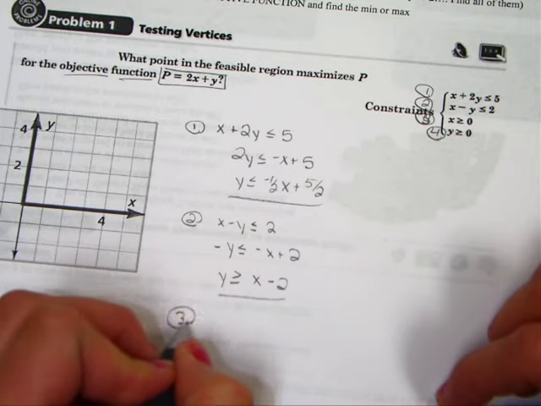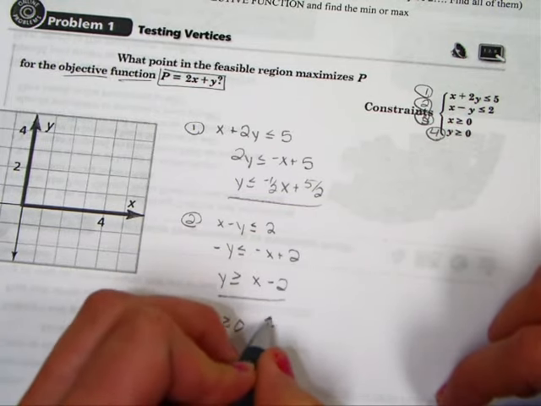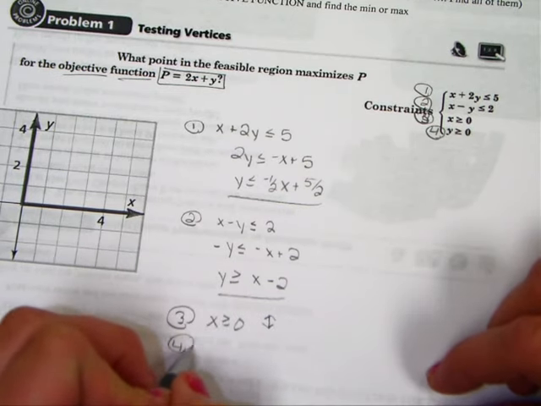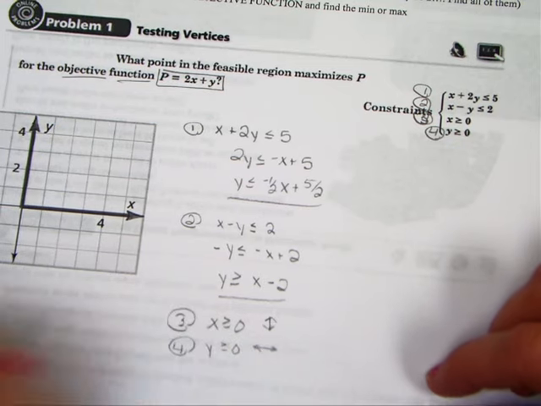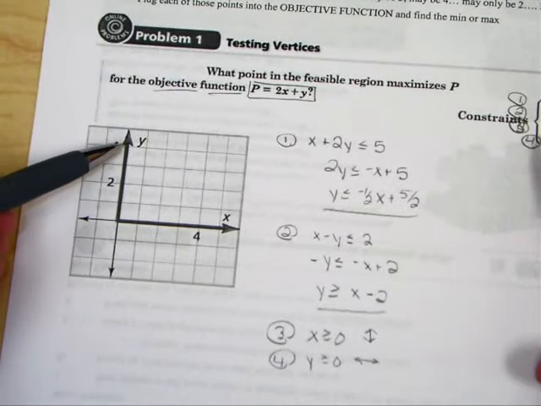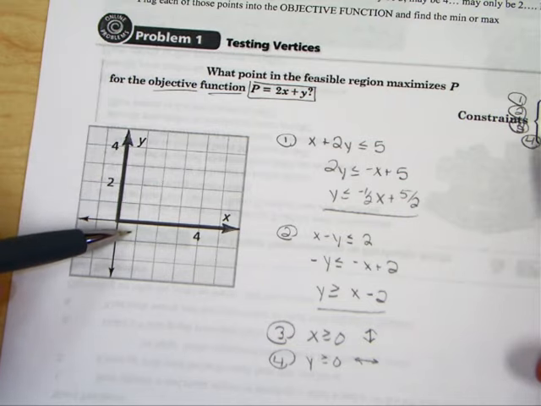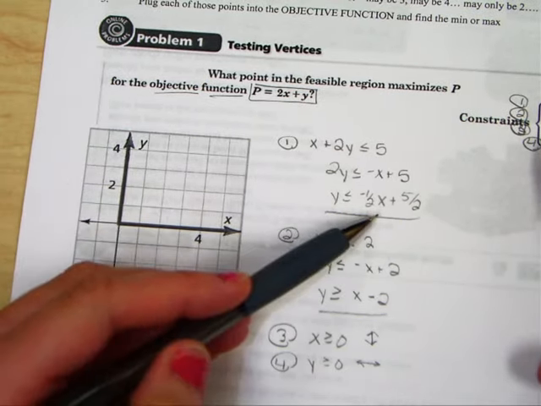And then 3 is x is greater than or equal to 0. That's just going to be a straight up and down line. And then 4 is y is greater than or equal to 0. That's just going to be a straight left and right line. We've already graphed the straight up and down line and the straight left and right line. Now let's graph the others.